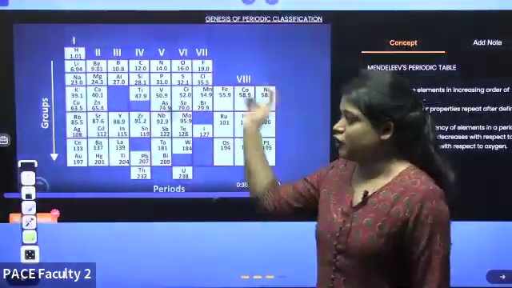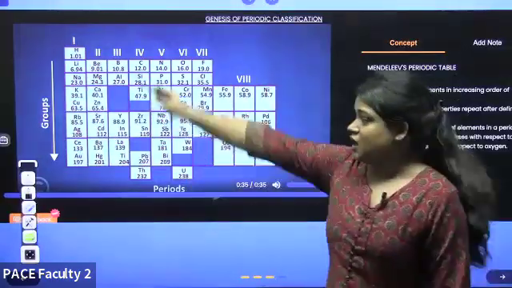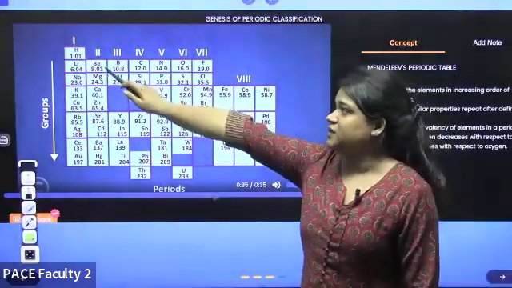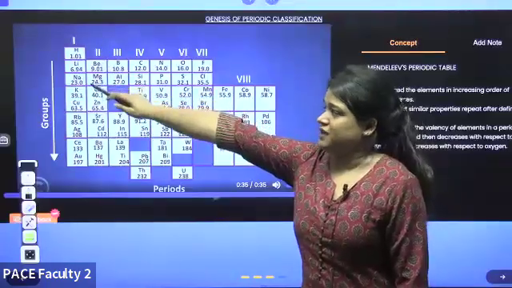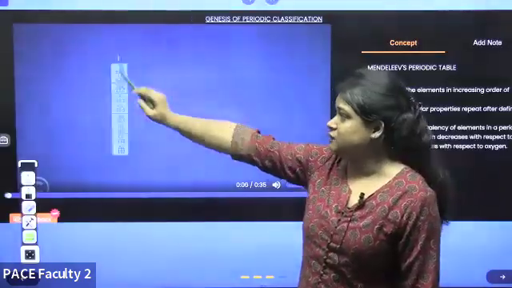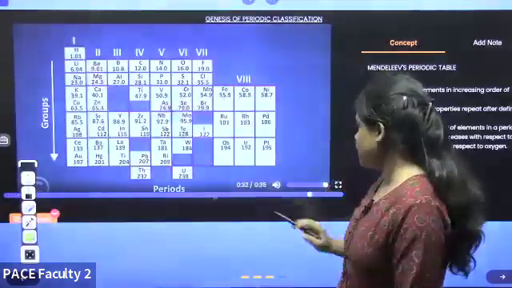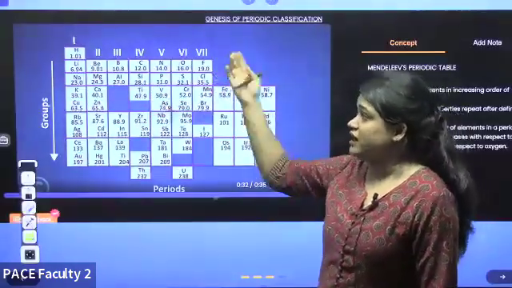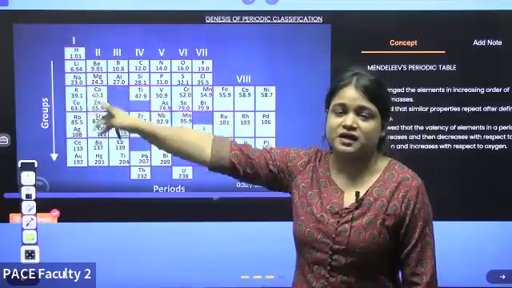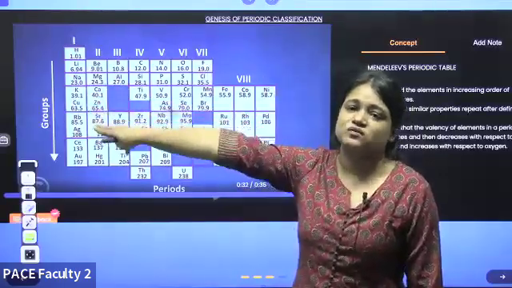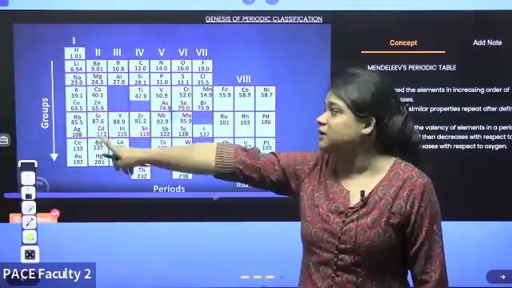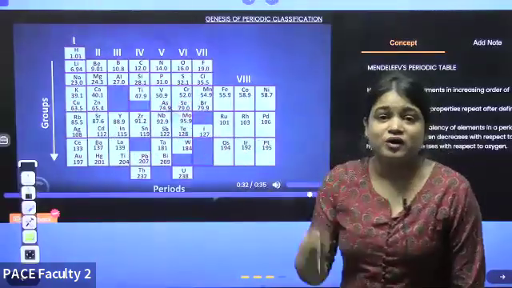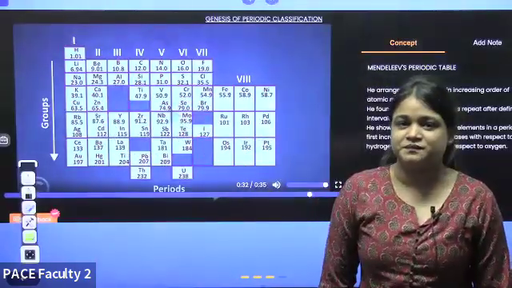So this is the periodic table that Mendeleev proposed. Vertical groups, horizontal periods. He started with hydrogen. Hydrogen ke baad he found lithium, beryllium, boron, carbon, nitrogen, oxygen, fluorine. After which he again went to sodium. He said, next element I will place over there. After the seventh element, eighth element will go over there. And finally, chlorine.